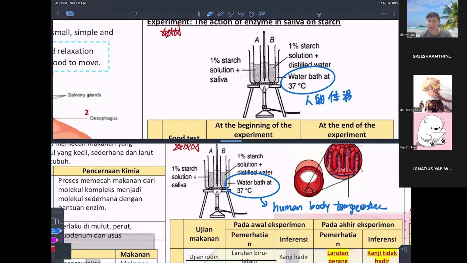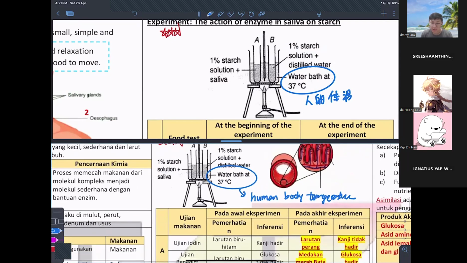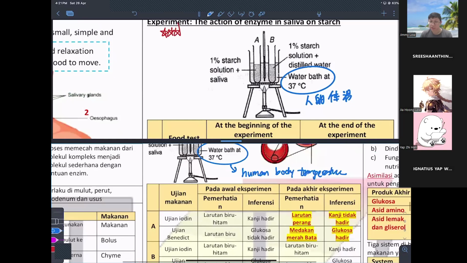Okay, this one has to be highlighted. You have to know that saliva only works well under human body temperature. This one is worth highlighting. You have to mention this one in your short notes.